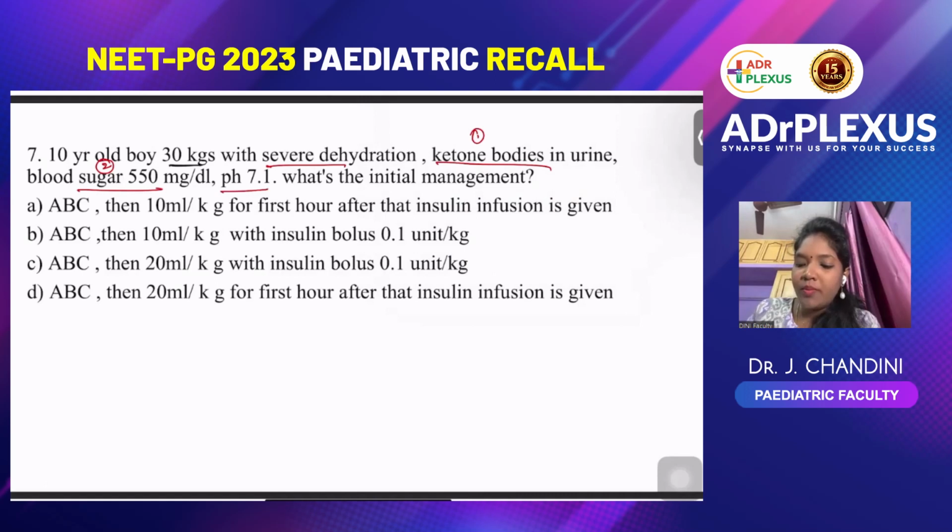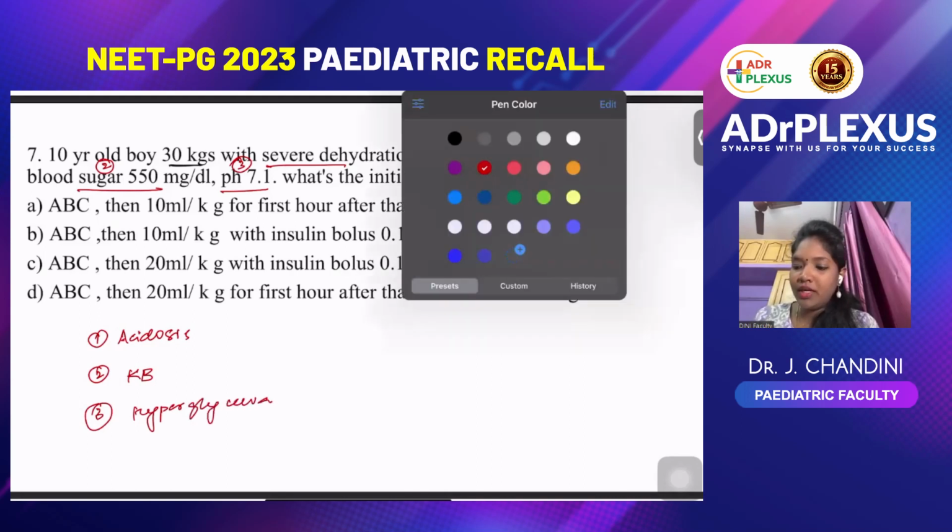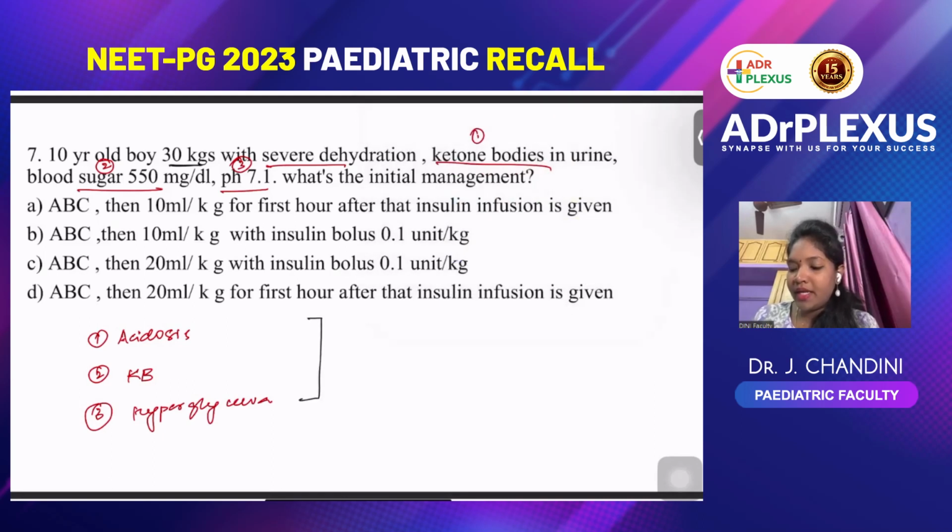The third point is pH is 7.1. Is it normal? No, it's not normal. It means the child is having acidosis. So here the child is having acidosis, ketone bodies in the urine, and hyperglycemia. So what is this scenario? This scenario is nothing but diabetic ketoacidosis, DKA.